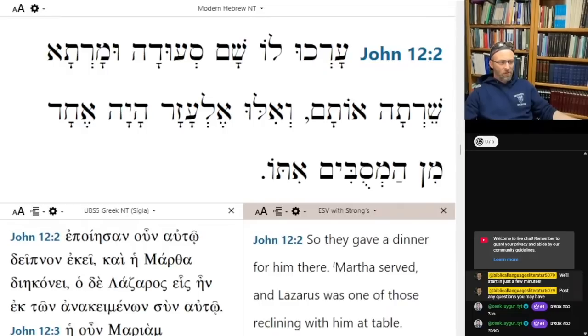They arranged. The U ending on the verb is a masculine plural ending. I'm sorry, a third person plural ending. So they arranged. The root would be ayin resh kaf. They arranged, alchu lo, for him. And there's that third masculine singular pronominal suffix there. They arranged for him. Sham, there. They arranged for him there.